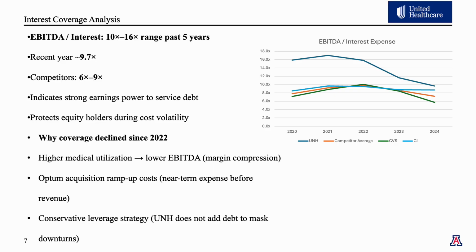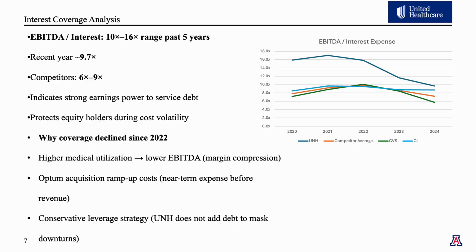And the key takeaway from this decline that we saw from 2022 for UNH is that the declining ratio reflects strategic investment and temporary margin pressure, and not necessarily financial stress for UNH. UNH still covers its interest even today, nearly 10 times over, even in this bit of a rough patch, which is still, as you can see, stronger than its competitors, even in their best years over this 5-year period.